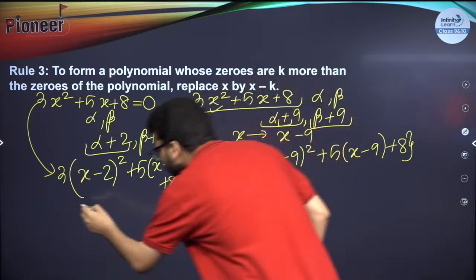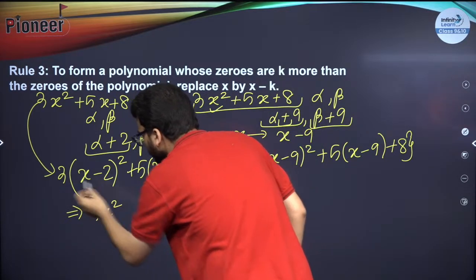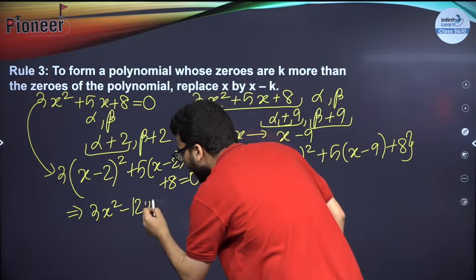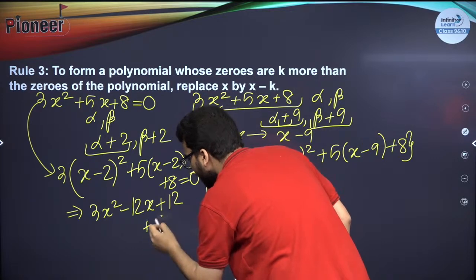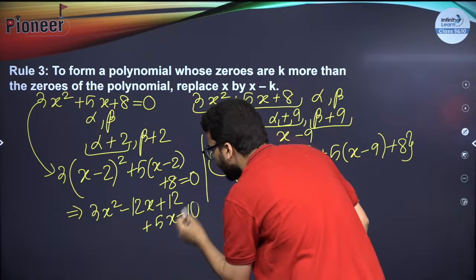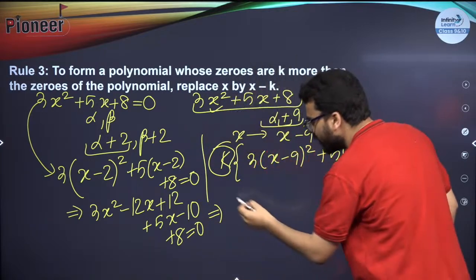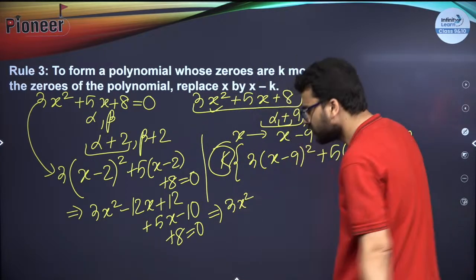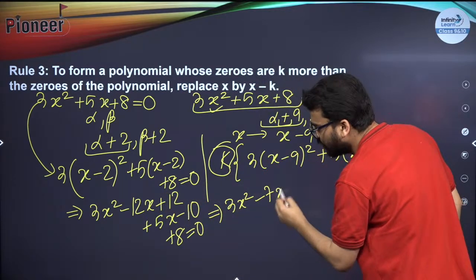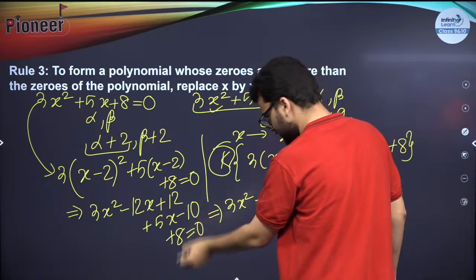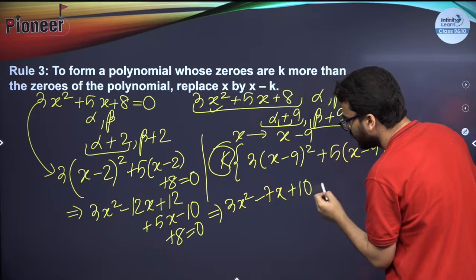So you can simplify it quickly. This is 3x square minus 4 3s are 12, minus 12x plus 12, plus 5x minus 10, plus 8, that is equal to 0. So let's simplify it, guys. Over here, it will give us 3x square, minus 7x, plus 10, that is equal to 0.